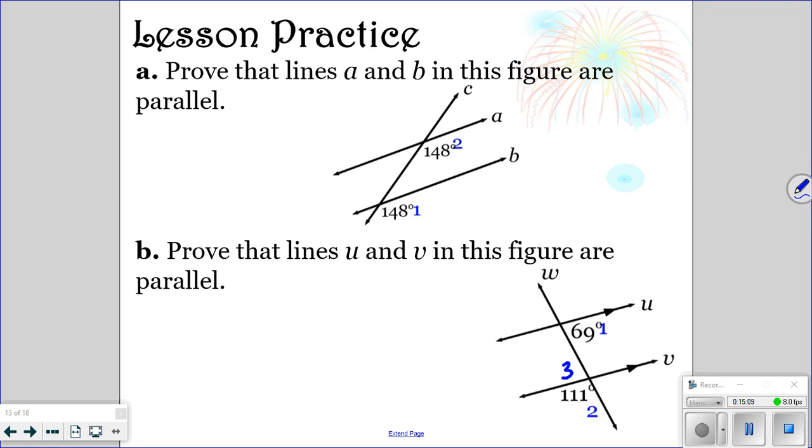that means that angle 2 plus angle 3 has to equal 180 degrees. So 111 plus angle 3 has to equal 180 degrees. So that means that angle 3 is going to have to equal 69 degrees. Since angle 1 equals 69 degrees, that means that angle 1 and angle 3 are congruent to each other. And since angles 1 and 3 are congruent alternate interior angles, that means that by theorem 12.1, lines U and V are parallel. So hopefully you had something along those lines for those two practice problems.